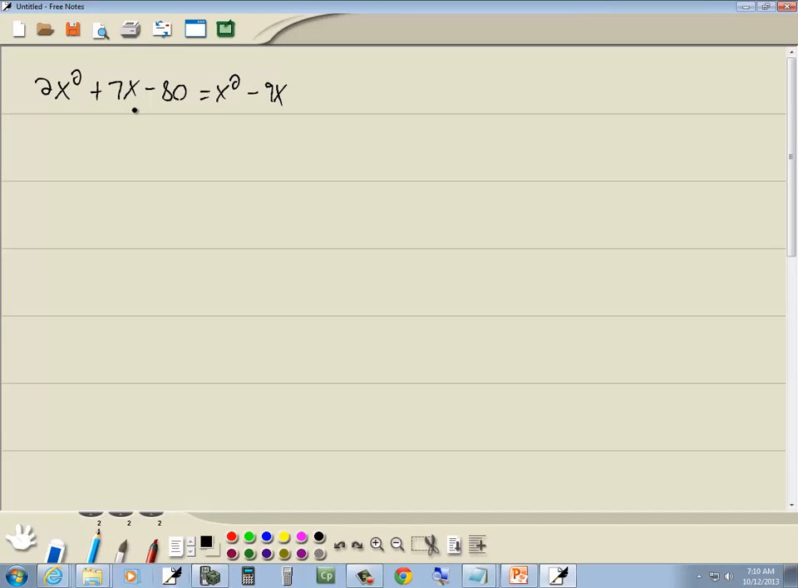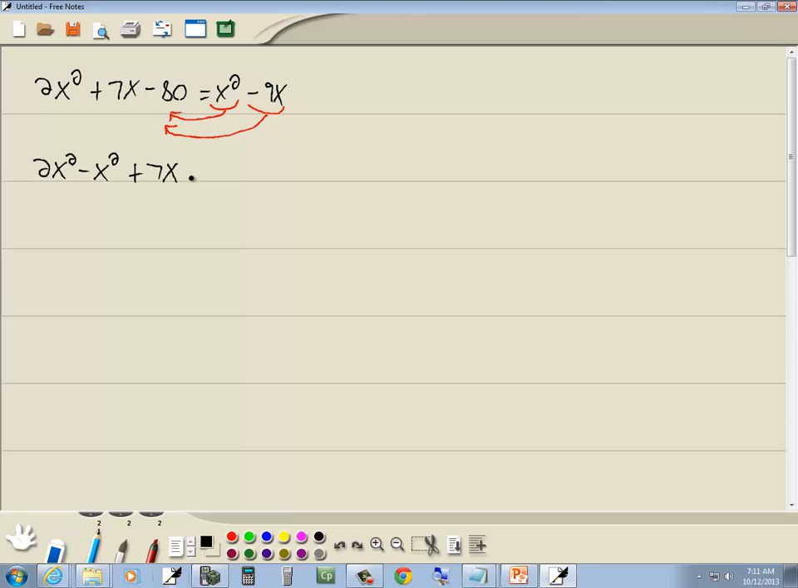Well, zero factor property says we have to get 0 on one side. So I'm going to take this x squared over to the left side, and I'll take the negative 9x over to the left side, and I'll put them next to the appropriate term. For example, the x squared I'll put next to the 2x squared. Now remember, when you take anything across the equals, your sign changes, so my positive x squared becomes a negative x squared.